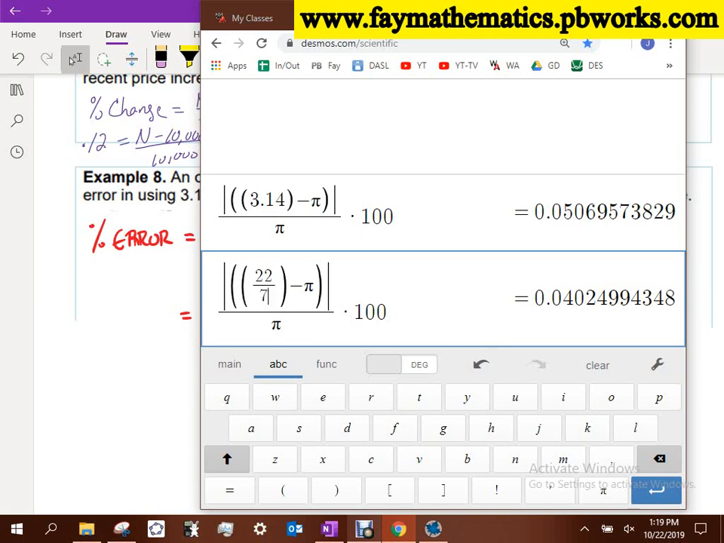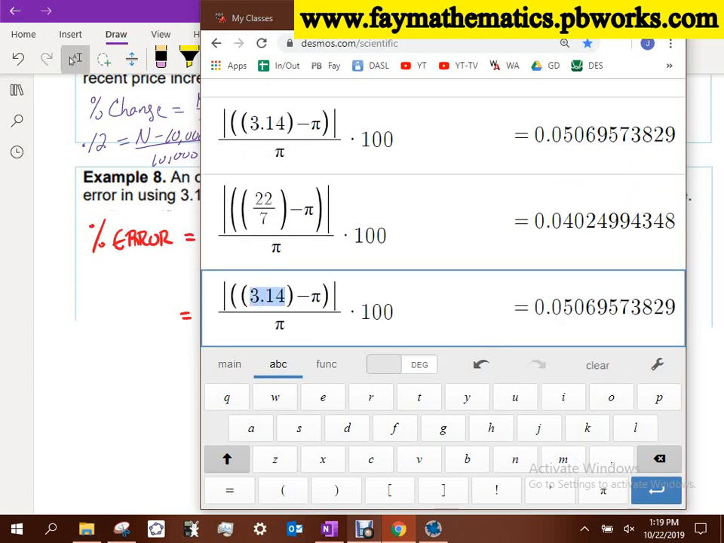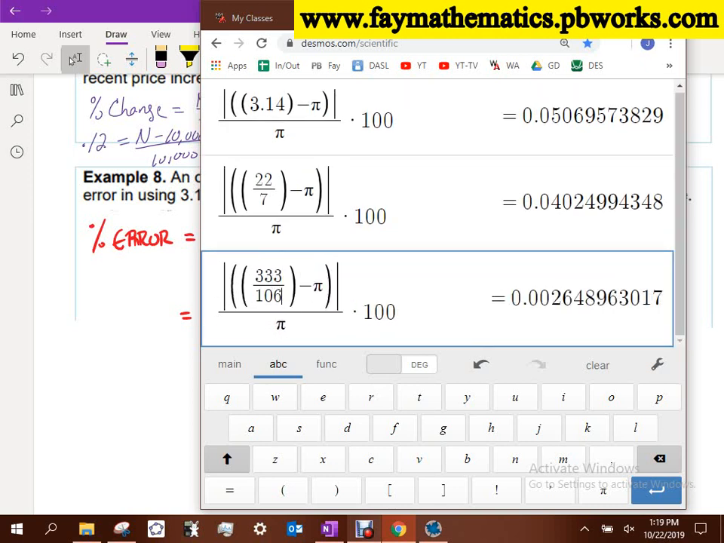Okay. A couple others that work a little bit better than that would be 333 over 106. Okay, you see that drops it even further, right? The better this approximation is, the less and less error we have, right? So here's the idea. As I'm increasing 3.14 to 22/7 to 333 over 106, these numbers as decimals are getting closer and closer to pi.